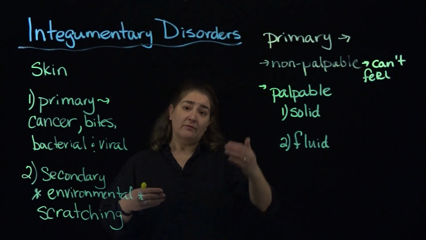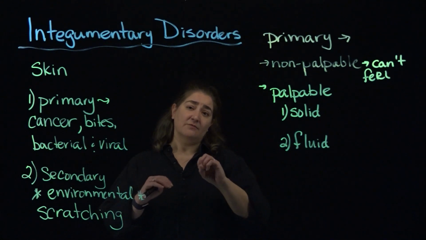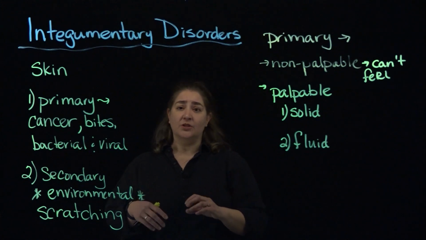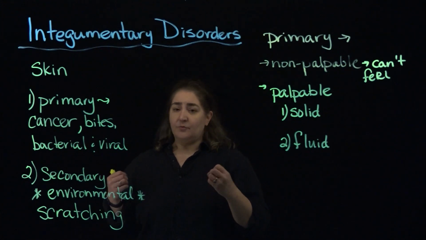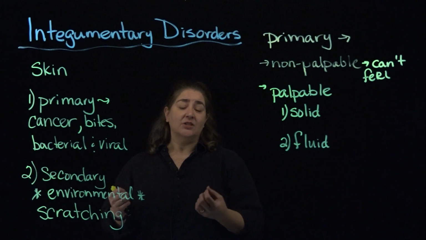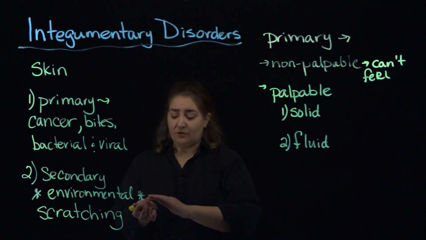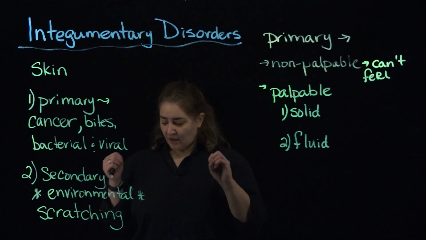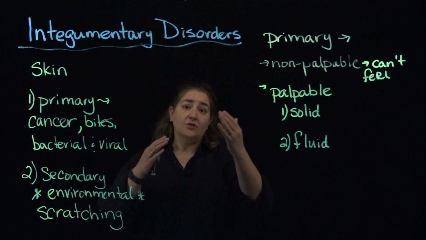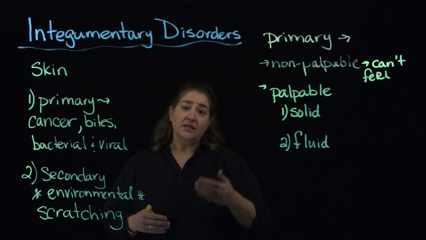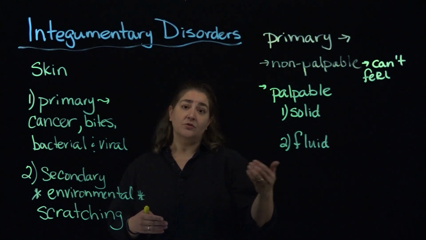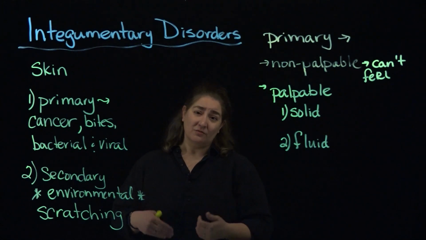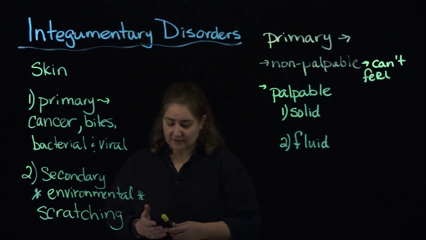In the PowerPoint, I've got a whole list of definitions of the different descriptions, such as a wheal, which would be like a reaction that you have to a mosquito bite, where you've got a raised area and it radiates outward. Vesicles, pustules: what you want to do is study the definitions of each of those and know them for the test.